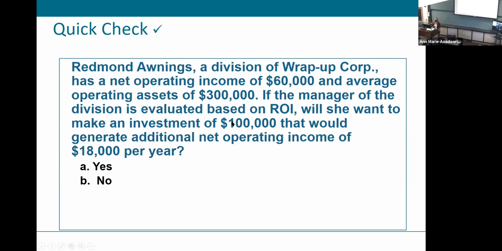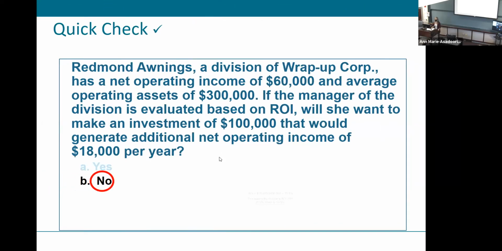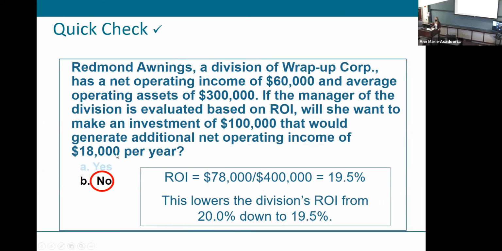And if we are at 20, then that will cause my ROI to go down. Can you calculate what our ROI will be? Yes, you can. If you're getting an extra 18,000 in operating income, I can add that to my 60. And if this investment is an asset that's $100,000, I can add that 100,000 to my 300. And I can see that, yes, it is making my ROI go down. It would go from 20 to 19.5 because this investment only brings in 18%.